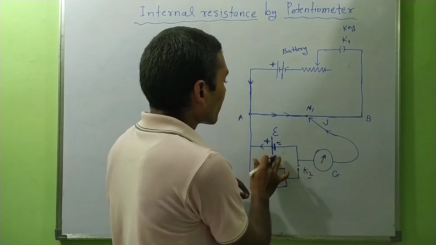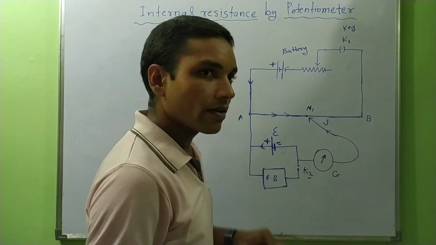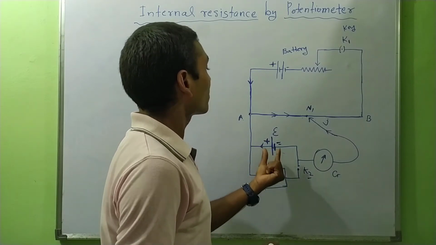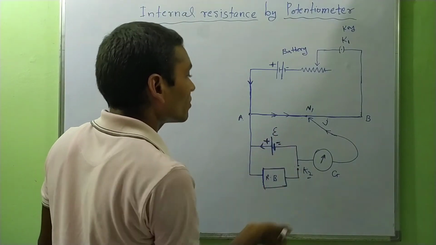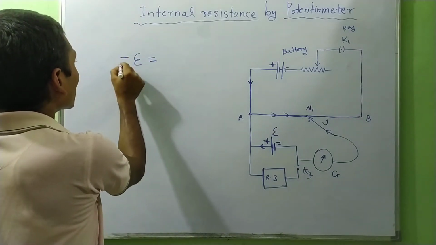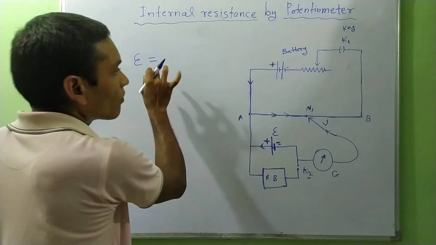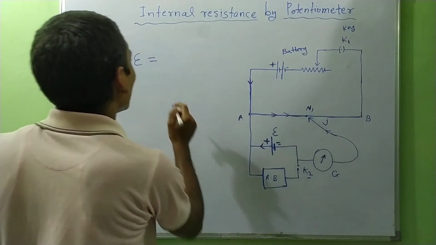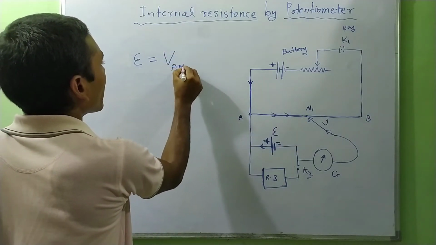In this condition, current is not drawn from the cell, and you know that when current is not drawn from the cell, the potential difference between the two terminals of the cell is equal to the electromotive force of the cell. So the electromotive force will be equal to the potential difference between point A and N1, that is V_AN1.